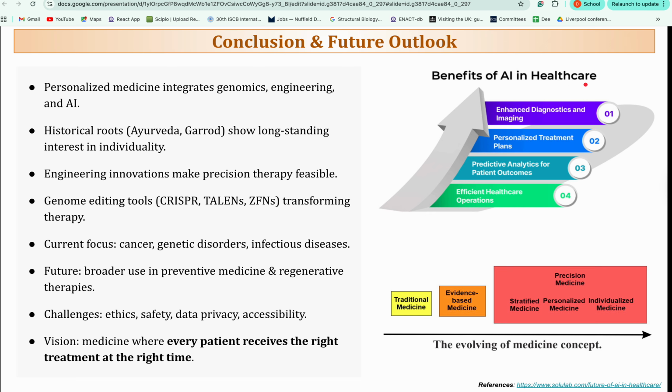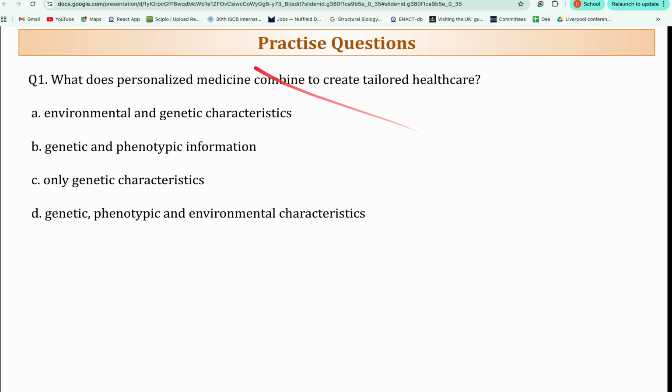And these are the benefits of artificial intelligence in healthcare. So it has enhanced the diagnostics and imaging, personalized treatment plans, predictive analytics for patient outcomes, and efficient healthcare operations. So this is all about today's session. Now we'll move to the practice MCQs.